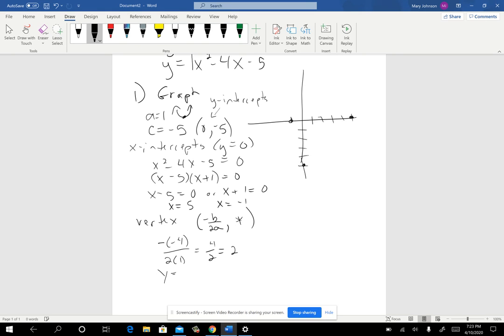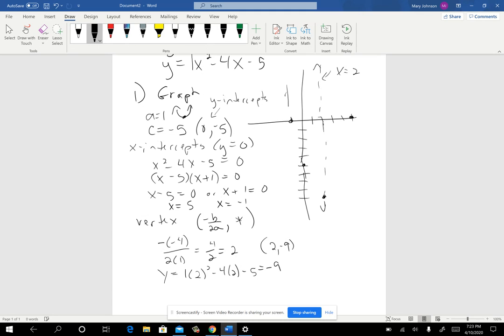Then you come back in and plug 2 in for the x in the formula and work that out, and that's going to be 4 minus 8 minus 5. That turns out to be -9. So you know the vertex is (2, -9). This vertical line at x equals 2 is the line of symmetry. And what you just found out is that the vertex is there at (2, -9).